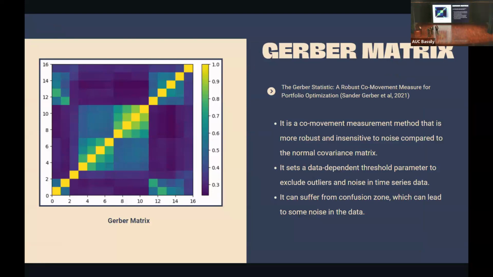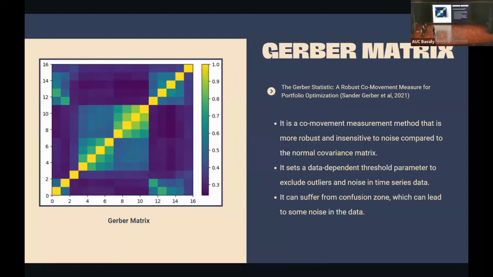Now, as we mentioned before, hierarchical clustering requires a covariance matrix to compute. Throughout our research, we found the Gerber matrix is more robust and insensitive to noise compared to the covariance matrix. We found a paper published on it in 2021, and it showed that if we set a data-dependent threshold, it excludes the outliers and the noise. However, it is prone to one limitation. It does suffer from confusion zones.